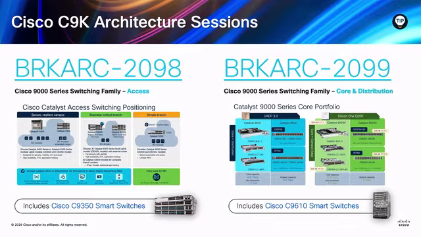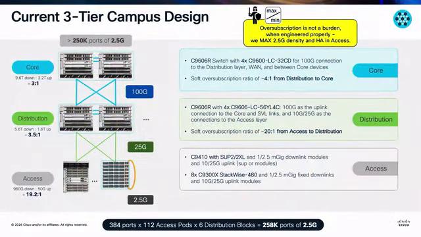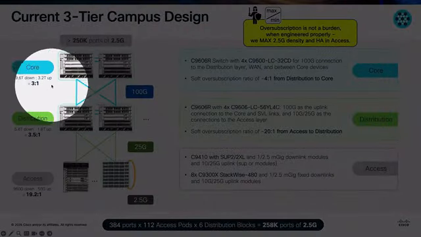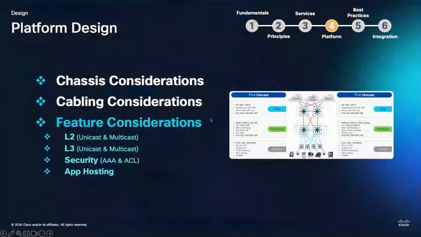There are 2 great sessions. I think one of them already took place: BRK ARC 2098 and 2099. Both of these sessions go in depth into the access and distribution/core families, so they will go over the newest advancements, on both the architecture and the software side. Here is a quick math that we ran for you, and that will help you plan, or maybe copy, the mathematics behind a high-density multi-gig deployment of a 3-tier campus while keeping the oversubscription ratios in check.